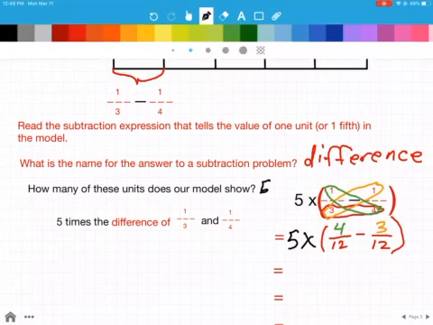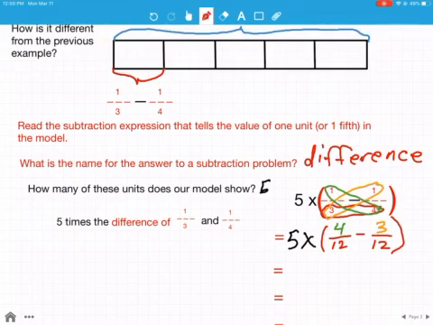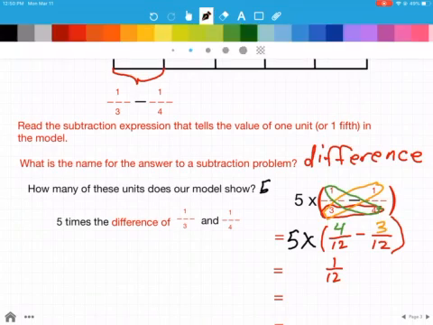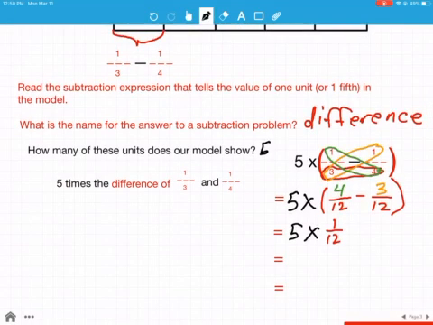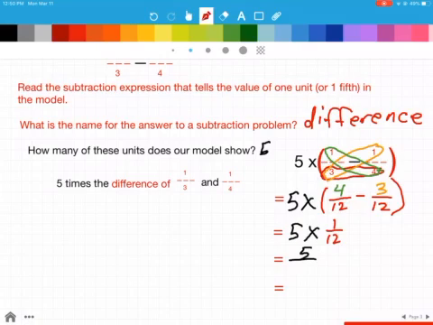All right, so let's solve what's inside the parentheses first. Always solve what's in parentheses first. So this becomes 1/12 because 4 minus 3 equals 1, and the 12 stays the same. Now we need to multiply this times 5, and our problem becomes 5/12.